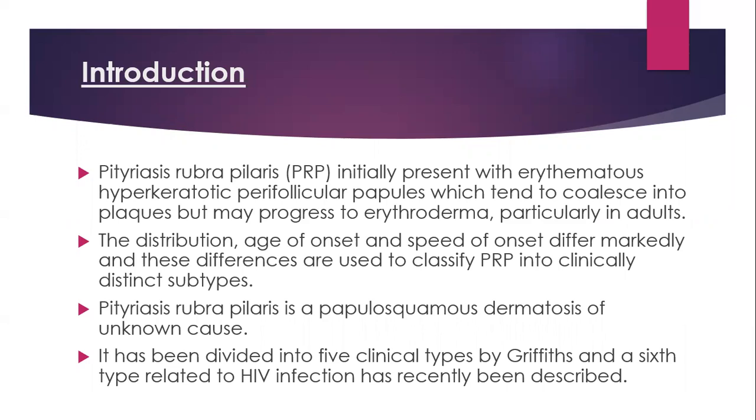So the primary lesion is a papillosquamous rash, primarily erythematous, with perifollicular hyperkeratosis. The papules coalesce to form plaques, and plaques coalesce to form erythroderma. The distribution, age of onset, and speed of onset differ markedly in different types of PRP, and these differences help in classifying PRP into different clinical subtypes.